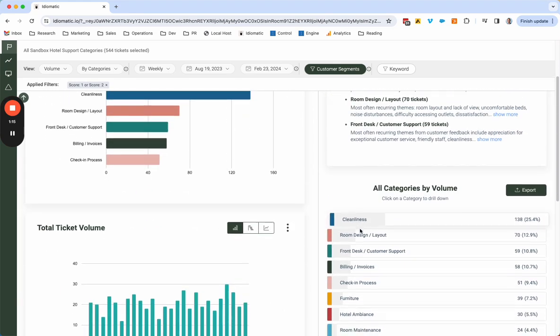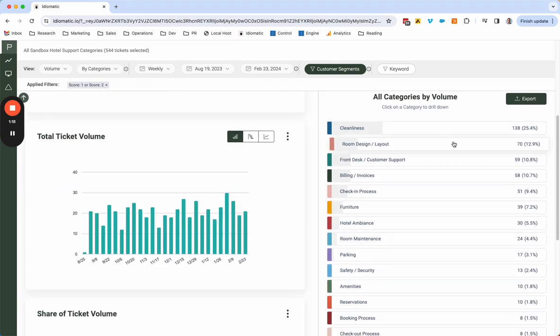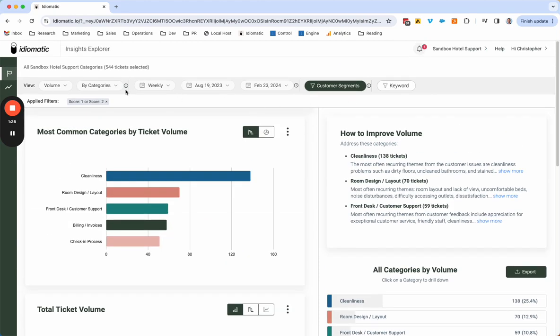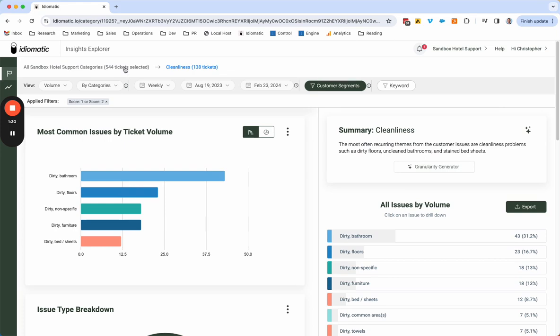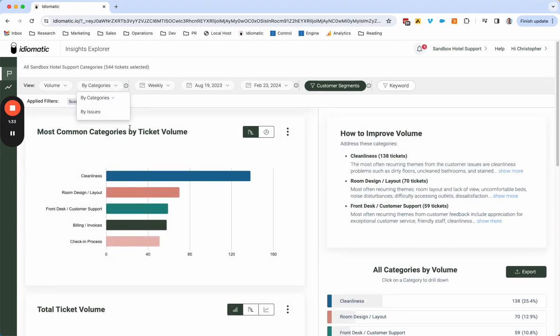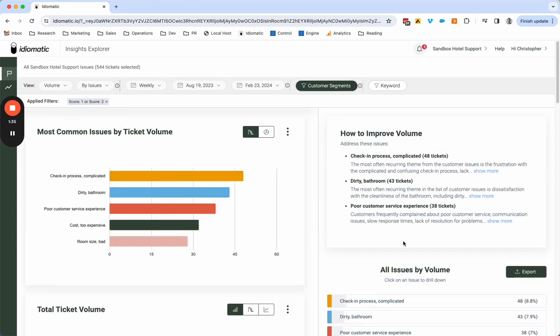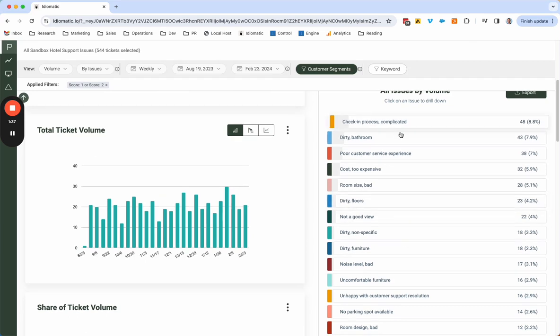I can now go down to this list and I can see what are the top drivers of 1 and 2 star reviews, of negative experiences for customers as they're reaching out. Cleanliness is the number 1 category. I can either drill into these categories, drill into cleanliness and see what's causing 1 and 2 star reviews, or I can get rid of the categories up here and I can see what are the top, specific drivers of negative experiences as rated by the customer.